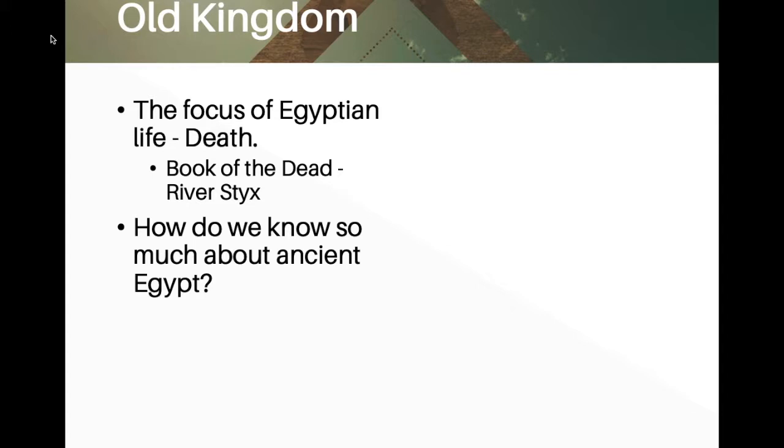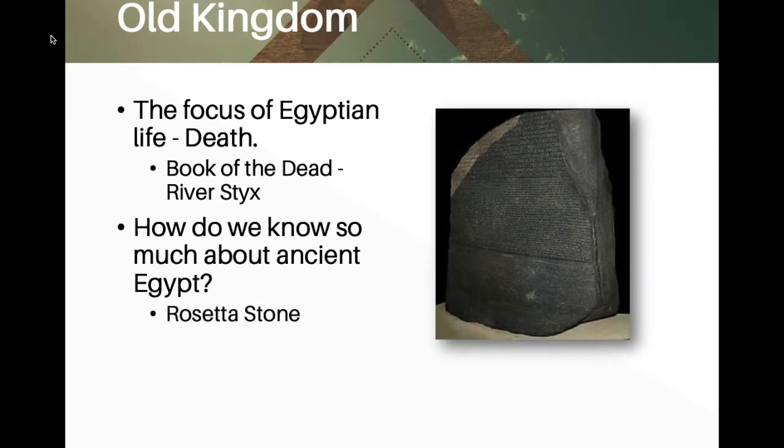So how is it that we know so much about ancient Egypt? This is very important. You probably have heard of this because it's a software that you can use to translate foreign languages or learn a different language that you don't know. But the Rosetta Stone, this is how we know so much about ancient Egypt.